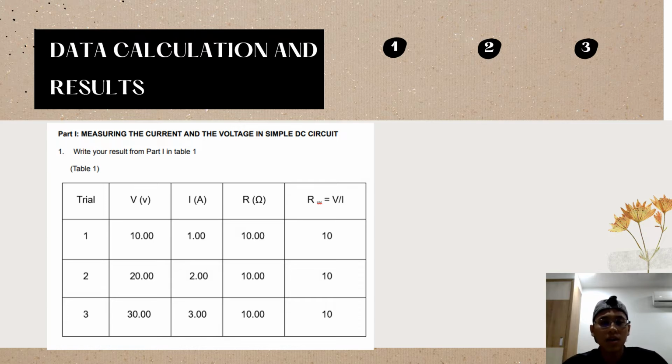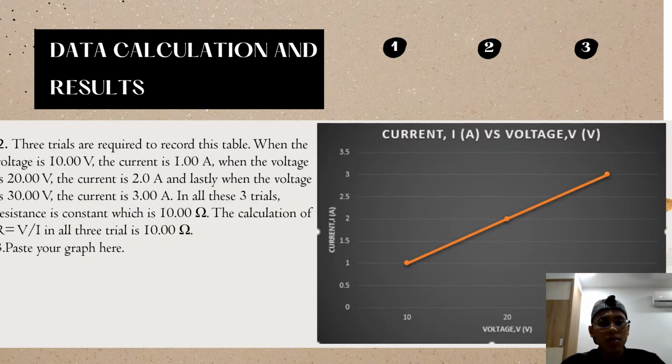Let's move to data calculation and result. Part 1. Measuring the current and the voltage in simple DC circuit. These trials are required to record this table. When the voltage is 10 volt, the current is 1 ampere. When the voltage is 20 volt, the current is 2 ampere. And lastly, when the voltage is 30 volt, the current is 3 ampere. In all these trials, resistance is constant, which is 10 ohm. The calculation of R equal to V over I in all these 3 trials is 10 ohm. And here is the graph for experiment part 1.